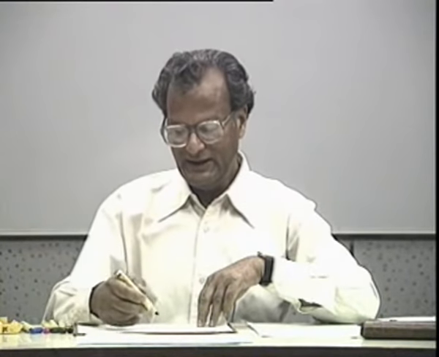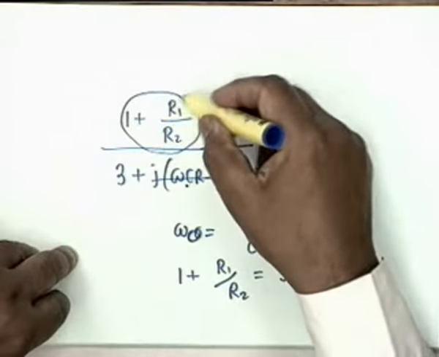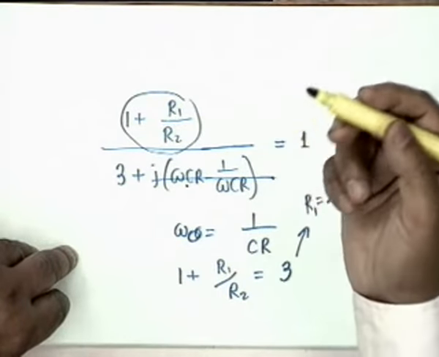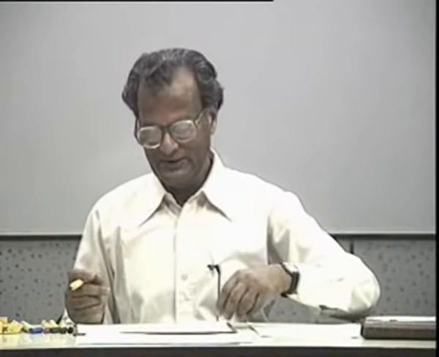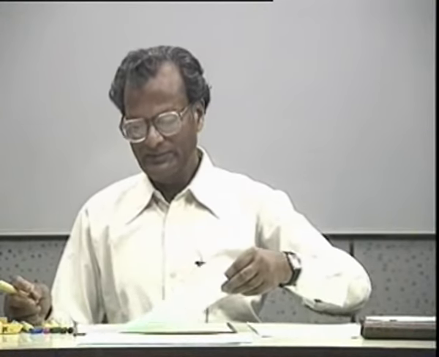Of course, you know that the exact gain of 1 plus R1 by R2 may not start the oscillation. You might have to put in a little bit extra. We'll come back to this in a moment. But first, why is it called a Wien bridge oscillator?